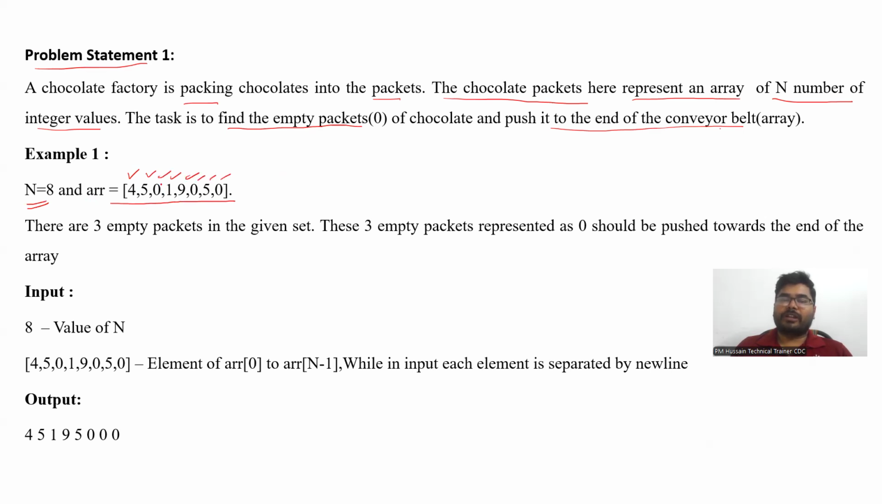Whenever empty packets are there, empty packets means zeros. These zeros are empty packets, and you need to move them to the end of the array. When you move all these zeros to the end of the array, you will get this output.